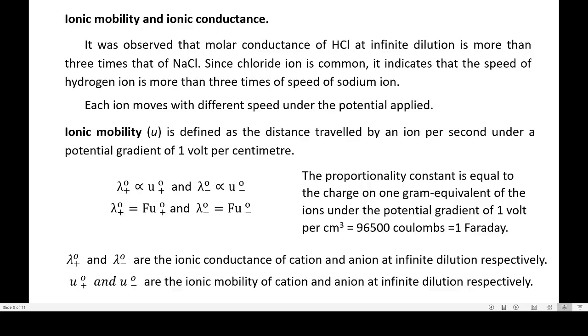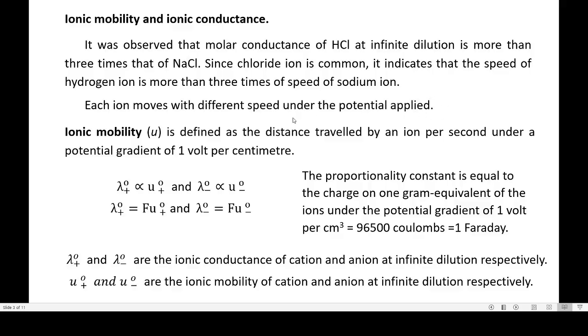Now with this, let us move on to the topic ionic mobility and ionic conductance. It was observed that the molar conductance of HCl at infinite dilution is more than 3 times that of sodium chloride. In these two electrolytes, chloride ion is common. So it indicates that the speed of hydrogen ion is more than 3 times the speed of sodium ion. It gives the information that each ion will move with different speed or velocity under the applied potential.